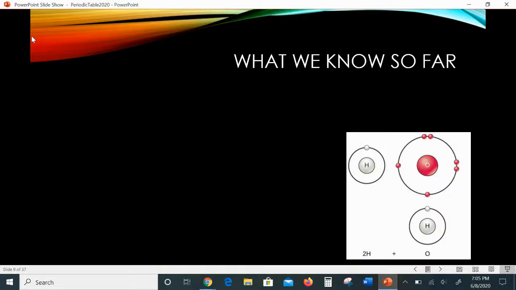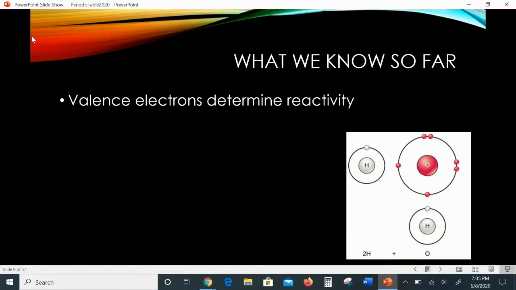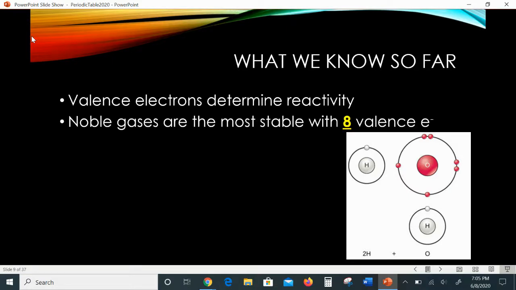Okay, so this will get into periodic trends. What we know so far is that valence electrons determine reactivity. And we also learned that the noble gases are the most stable. Those are the Kardashians. They have 8 valence electrons. And since everything wants to be stable, everything would prefer not to have instability and wants to be like a Kardashian. They are all trying to get those 8 valence electrons.